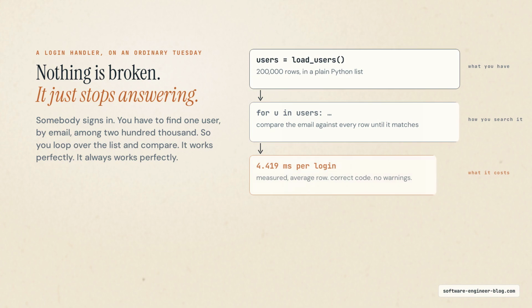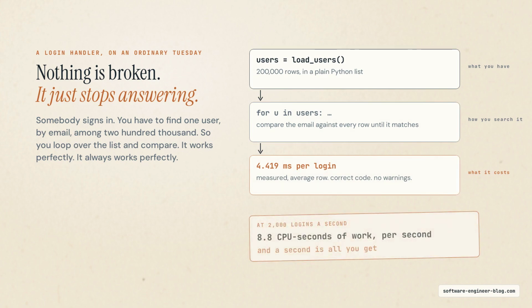4 milliseconds is nothing, right up until you are handling 2,000 sign-ins a second. At that point, you are asking for 8.8 seconds of processor time every second, and a second is all you get. Nothing crashes. Nothing appears in your logs. The server just quietly stops answering.